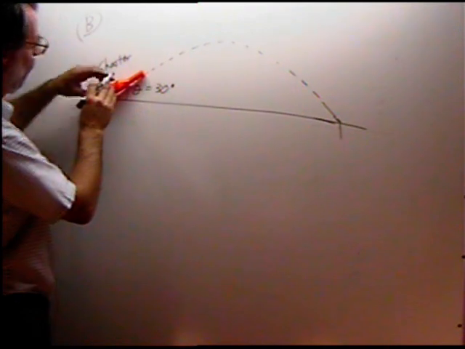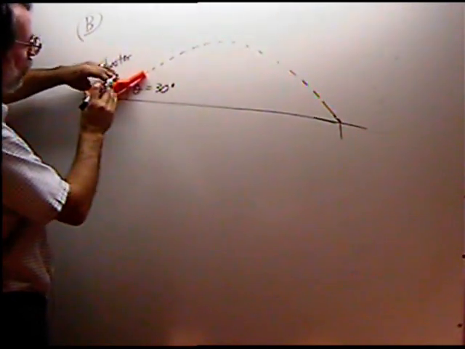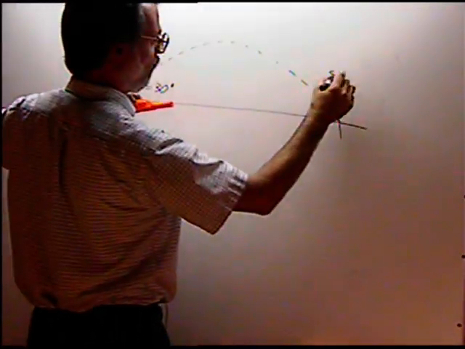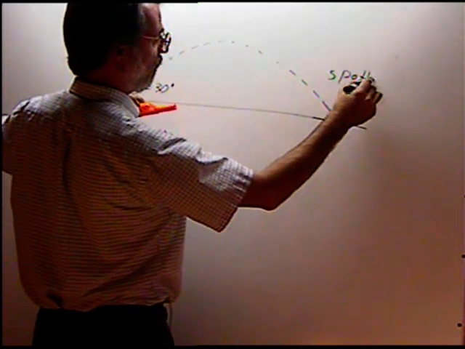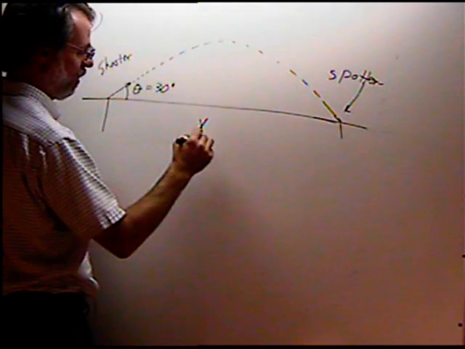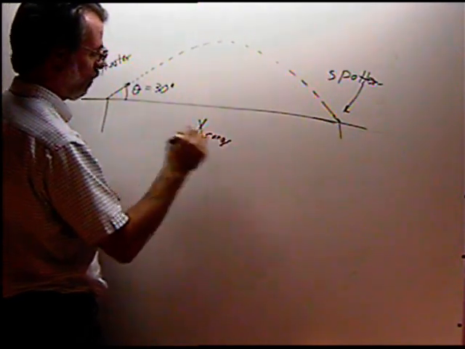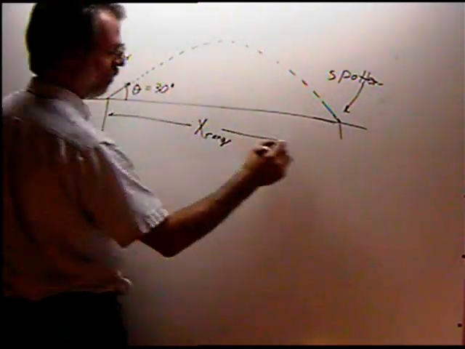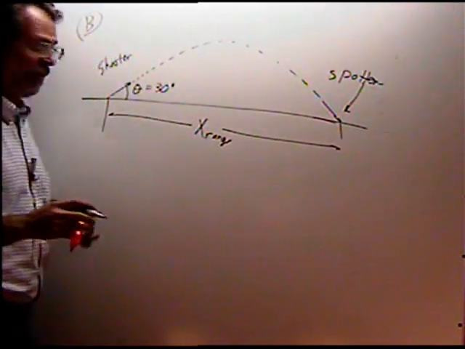You lay this flat on the ground, set the angle, shoot it, then you have a spotter over here who spots where this lands, and then you measure the range. The range will be from where you shoot to where this lands. Okay?